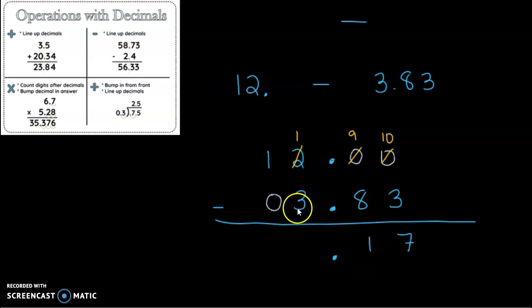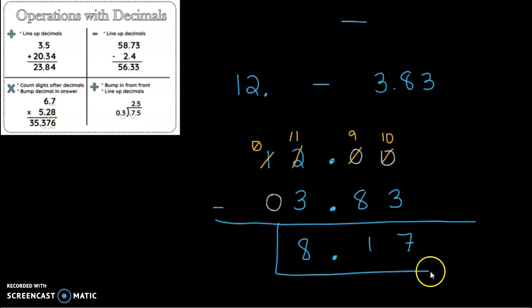I can't do 1 minus 3, so I end up having to borrow again from here. So this turns into a 0, and this will turn into an 11. And then we have 11 minus 3, which is 8. 0 minus 0 is 0, and you can put a 0 here if you want to, but this would be your final answer. All right, so that's addition and subtraction. Let's go ahead and switch gears.